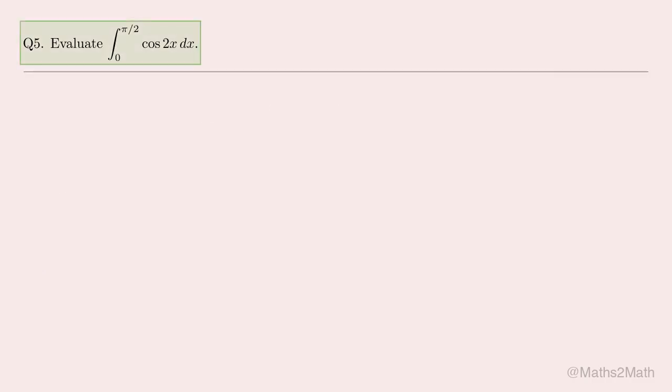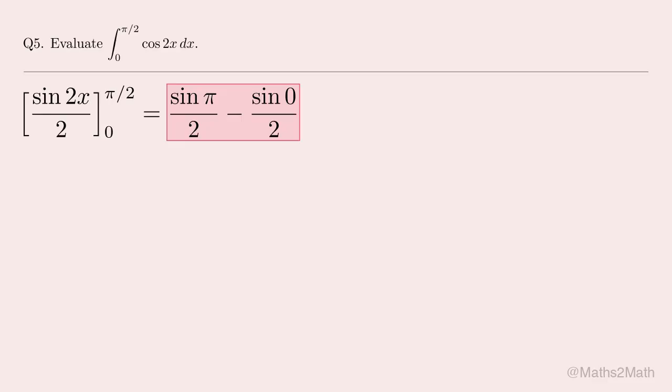Question 5. Cosine 2x over the quarter turn. Sine of pi vanishes. Half sine 2x at the end points. Both signs vanish. The integral is 0.